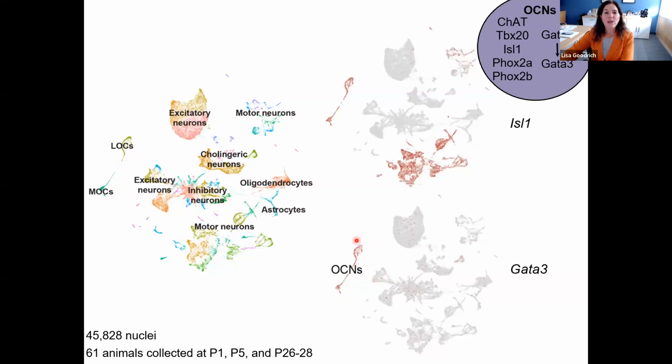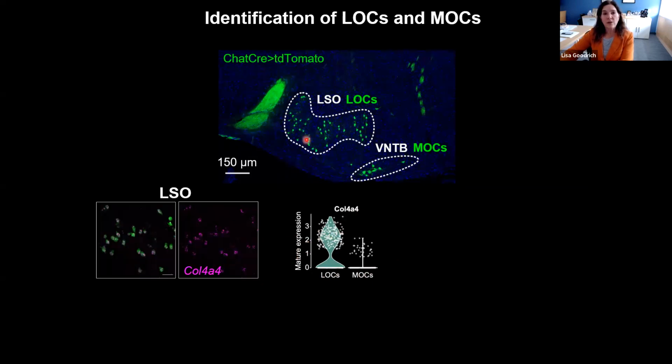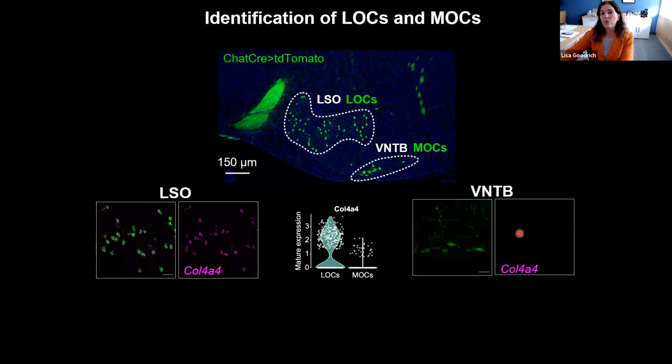So how did we assign which were LOCs and which were MOCs within these clusters? Well, we could go back and use anatomy. I told you that the LOCs sit in the LSO up here, whereas the MOCs sit in the VNTB down here. When we looked at what was differentially expressed in the 2 clusters of OCNs, we saw that there was enriched expression of Col4a4 in one population. And when Michelle did the in situs on Chat-Cre labeled tissue, she could see co-localization of Col4a4 with the Chat-Cre tdTomato signal here in LSO, which is where the LOCs are, with no labeling at all in VNTB. So that told us that this really is the LOCs.